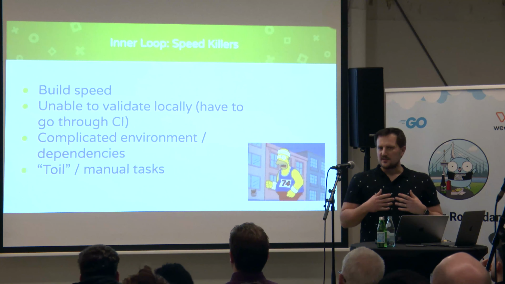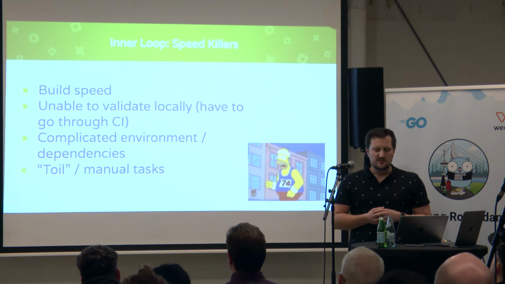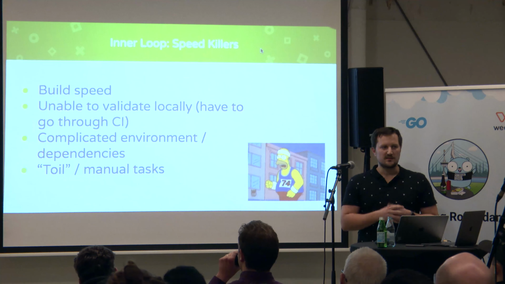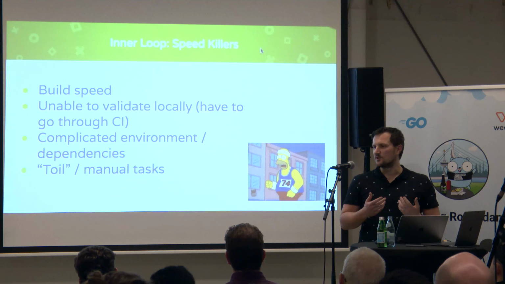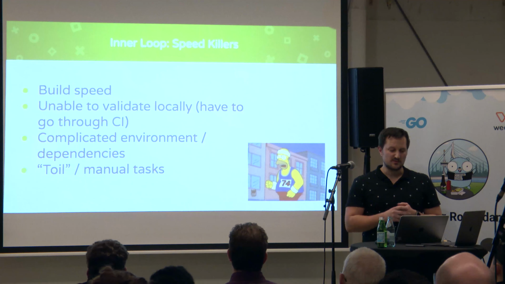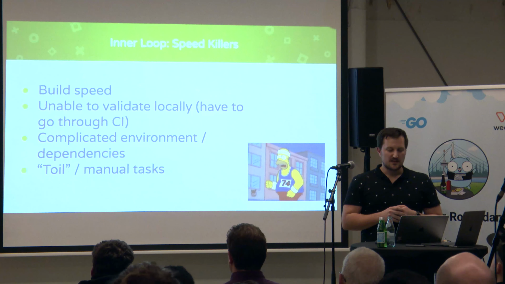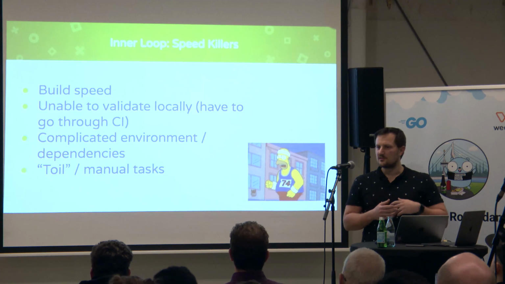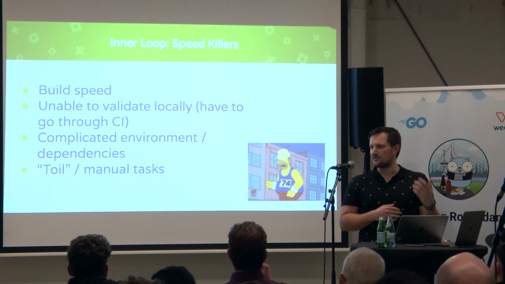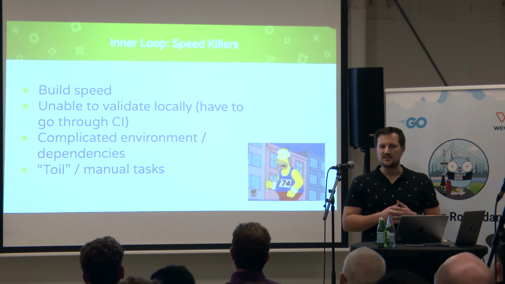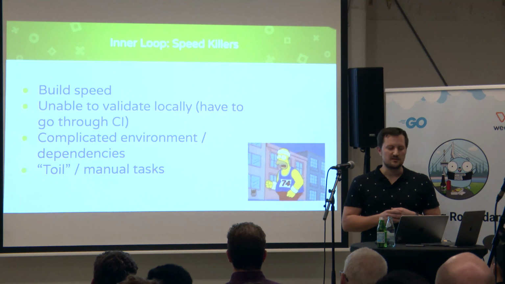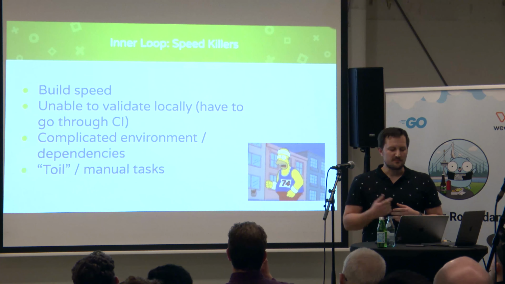There's a couple of things that can kill the speed of this development loop that developers are going through. The first one is build speed. Go is pretty good at build speed. It's really quick to compile Go, so it's a good tool for it. Another one is being able to validate things locally. So if you've got a super complicated build and you're having to push to CI to have a Docker container built, you can't do that on your laptop, that's really going to slow down this developer speed, and you're going to have really long cycle time.